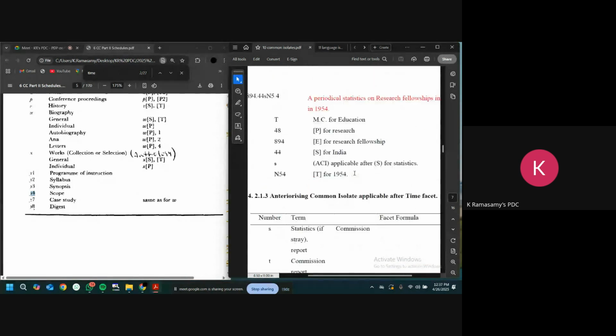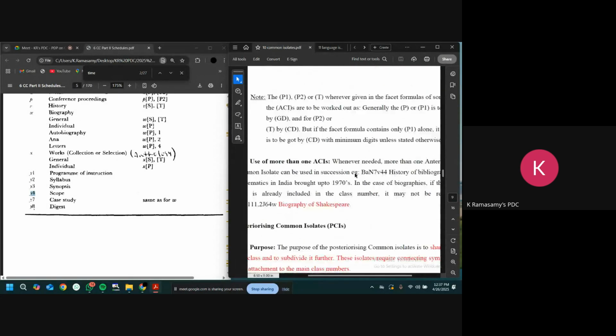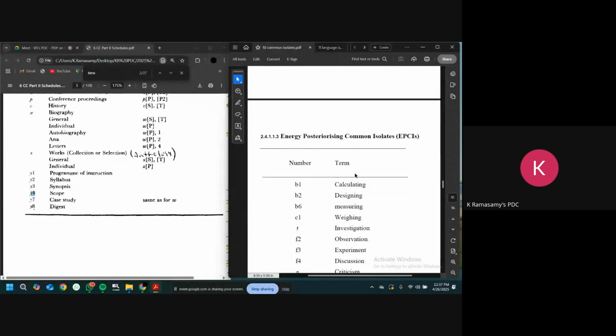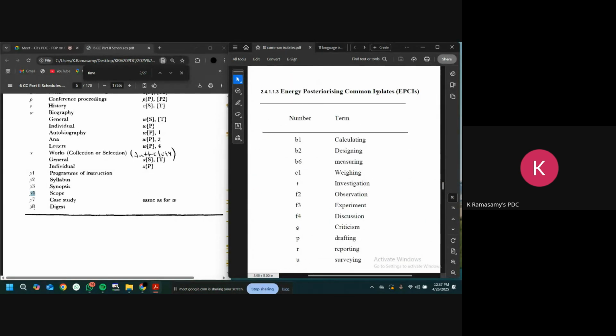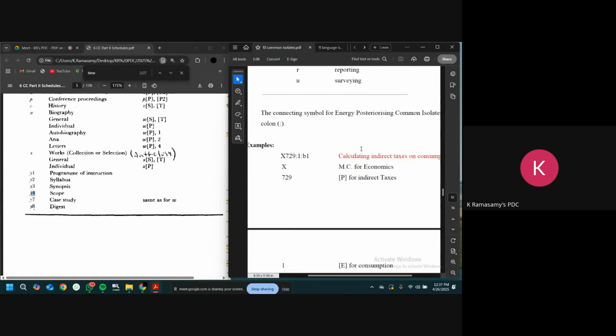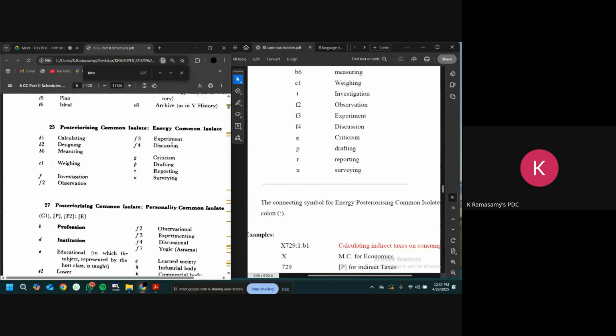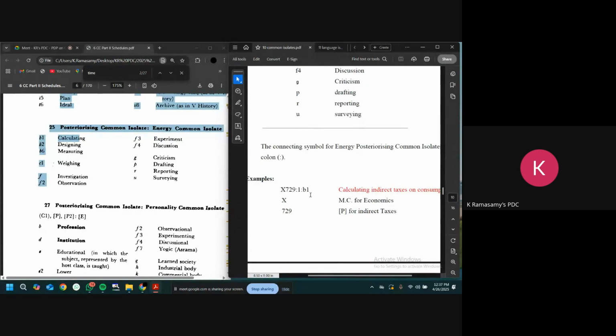When you go to PCI, you need to add a connecting symbol. Without a connecting symbol, you cannot add a PCI. For example, these are the PCI energy isolates, which are to be preceded by a colon symbol. For example, calculating indirect taxes. What is the number for calculating? Just go to common isolates: calculating is B1. So after writing all the numbers, you put a colon and then write B1, which means calculating.